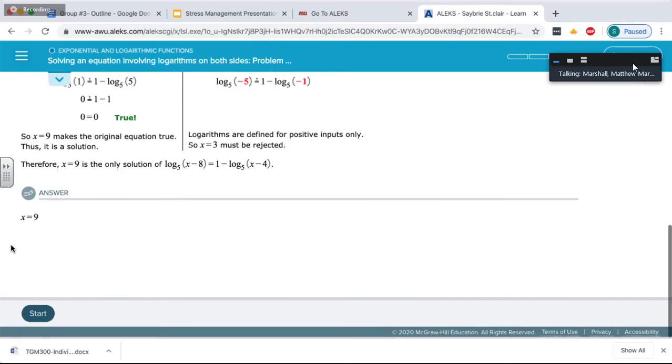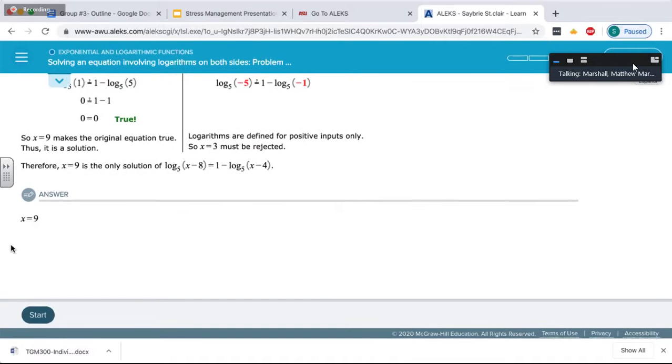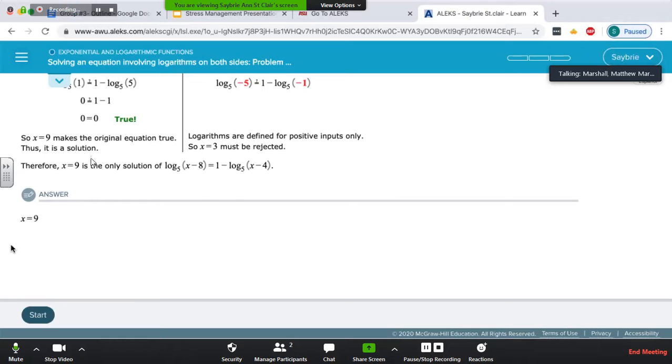Wow, these are intense. I've never seen math done like this before. But it's all totally doable. All right, you ready?